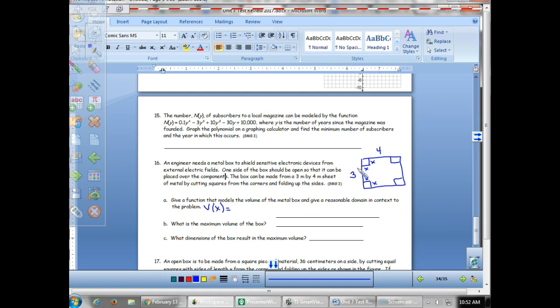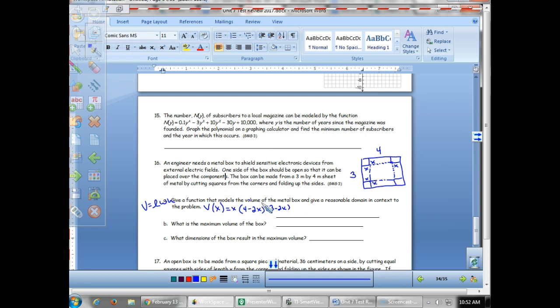Okay, so I have length times width times height, right? So I need 3 dimensions being multiplied. What is going to be this distance here? Let's just call it length, 4 minus 2x. So I have 4 minus 2x, and then what is this little length here? 3 minus 2x. And then I need one side, cut the corners out and fold up the little flaps. I need the height. What is the height going to be? Just x. Okay, so that's the function that will give us volume.